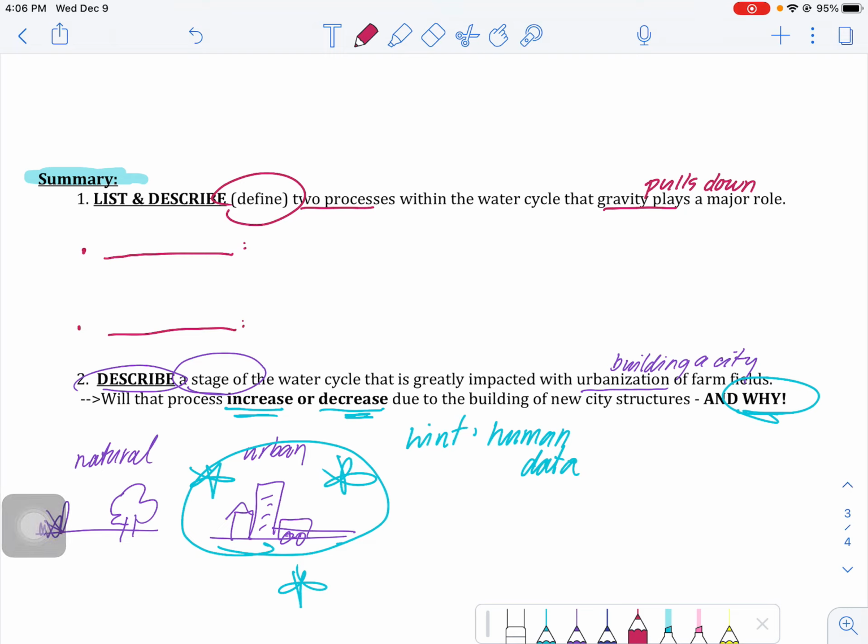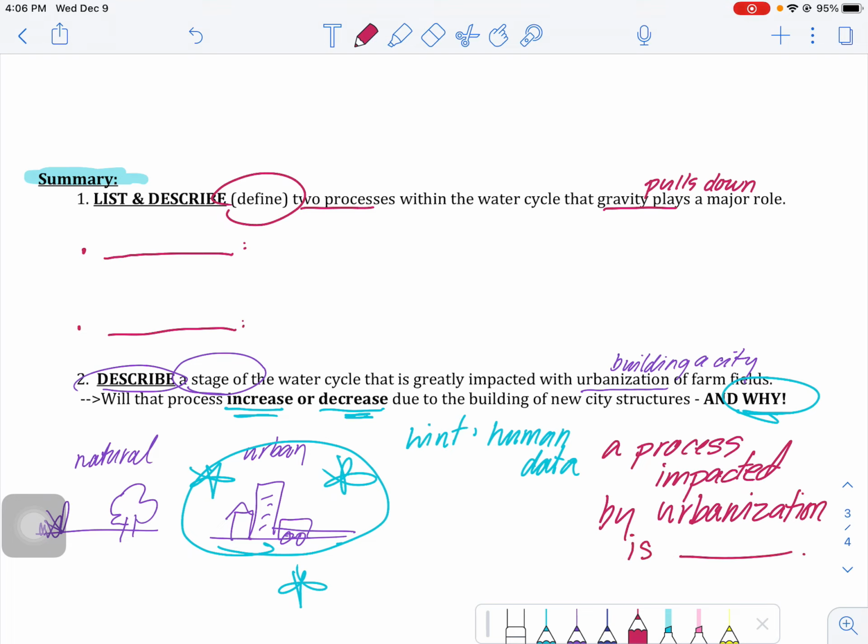Something like, a process impacted by urbanization is blank, right? So one of those three from the chart. This will, and then increase or decrease because, and then give your reasoning. Make sure you submit when you're done.